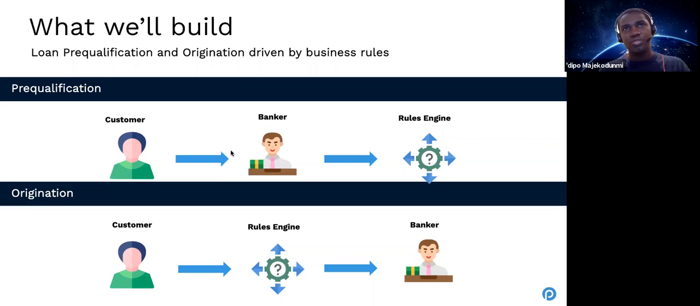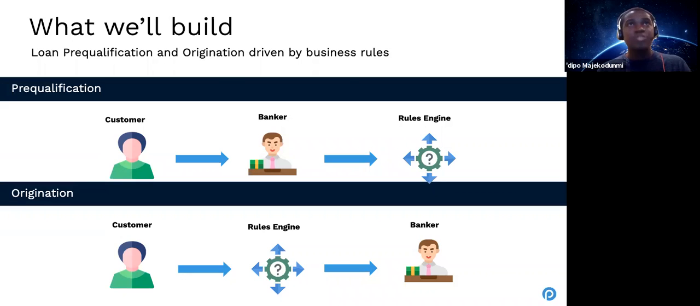loan origination process. As we've seen in the first example, we are using the business rules after the customer and the banker have done a review. So we take some input from the customer, take some input from the banker, and then use the business rules engine to decide whether the customer is qualified or not. For the loan origination, on the other hand, when we get the customer application, we're using the rules engine to drive the process, and we only send it to the banker if there's a need, if the business rules decide that they cannot make a decision and it needs to be referred to a banker for a final decision.